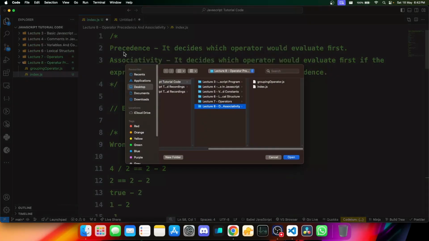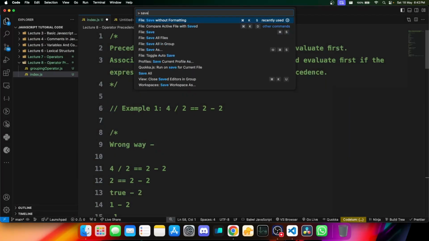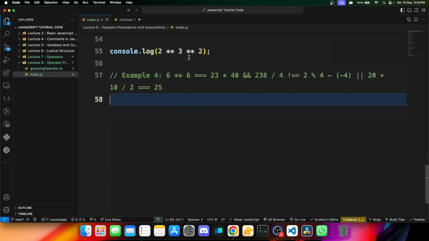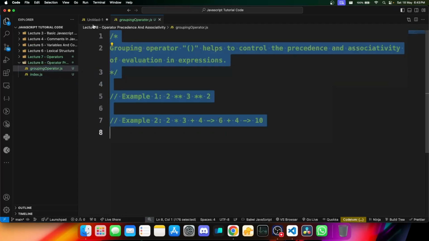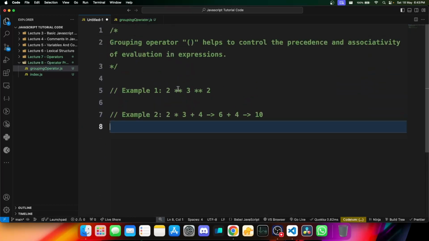Let me now talk about grouping operators. So again, it's a very important thing to talk about. So let's talk about it. Save without formatting, because when I'm formatting, I'm getting the parenthesis over here, which I don't want. Anyways, let's talk about grouping operator. So grouping operator is the one which actually helps you to control the associativity and precedence. Because sometimes what happens is that you don't want to do what normally present associativity would force it to do.